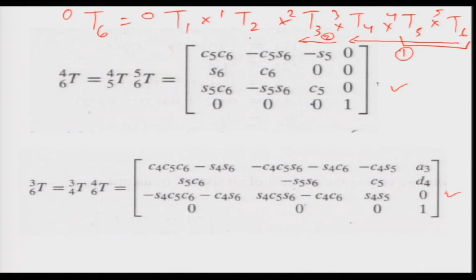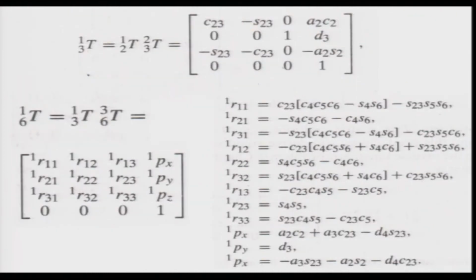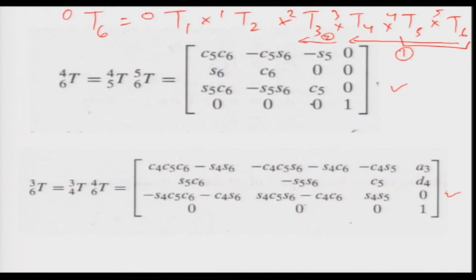And then what will we do? We will multiply 1 to 2 again. So, we get 1 to 3. Let me come here. First we multiplied these two, 5 to 6. This is the one we first multiplied. Then I multiplied it with this one, so we get 4 to 6. Then I multiplied this with 3 to 4, so I got 3 to 6. So, this is first, this is second, 3 to 6.